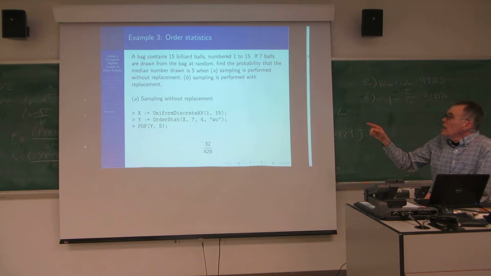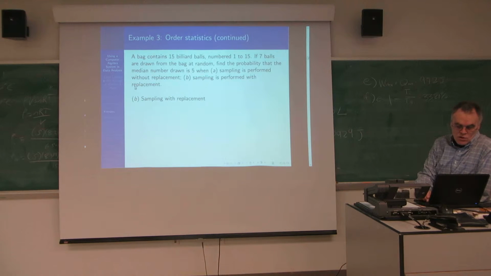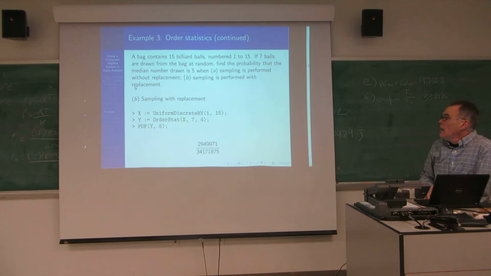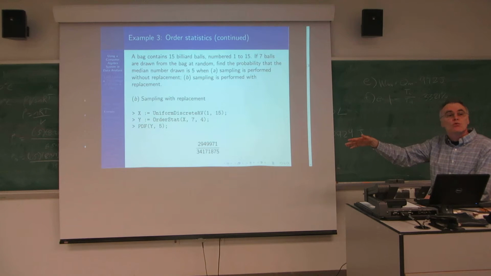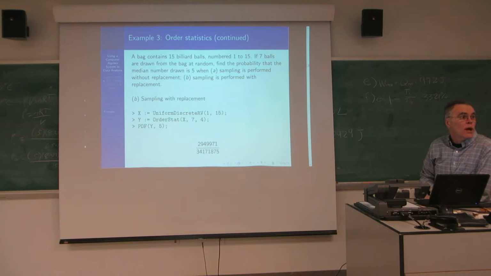Now, the only change that's going to happen for part B is we're going to sample with replacement. So in this case, the code looks exactly the same, except there's not a quote WO in there. Same code, and this time you get that. Okay? So you can use it for continuous random variables, you can use it for discrete random variables, either way.